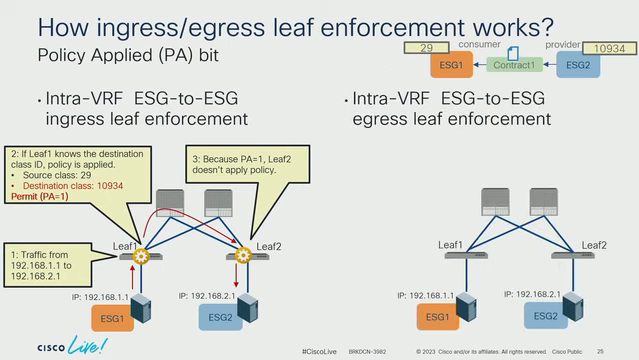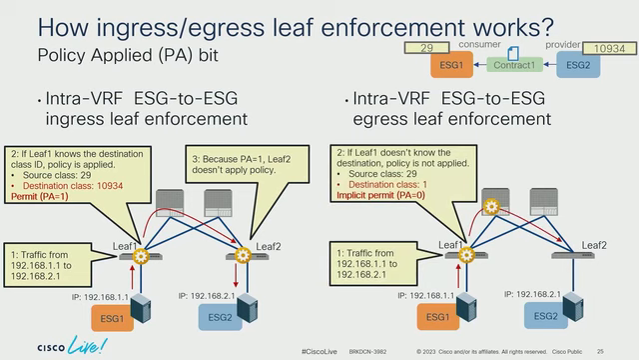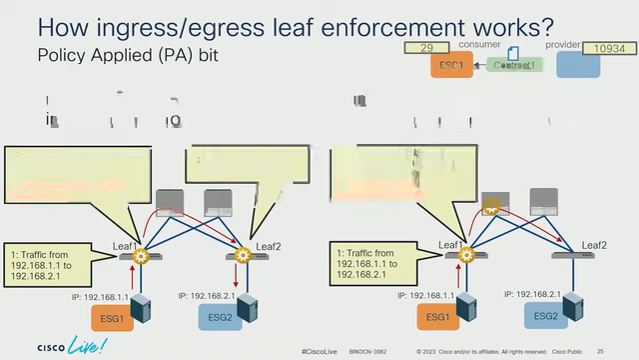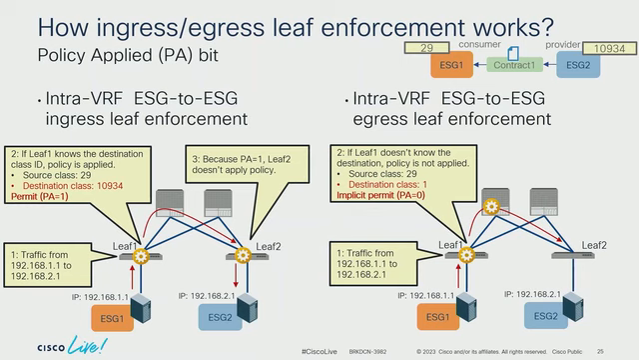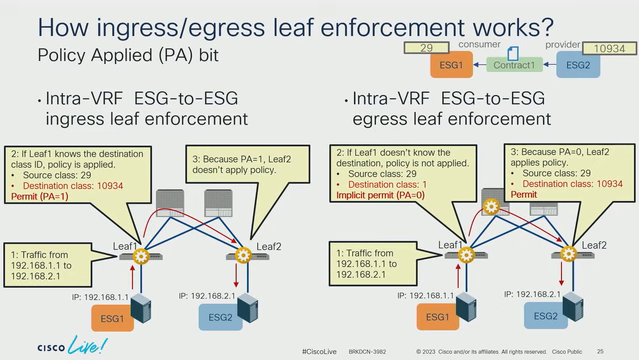In the case of egress leaf enforcement, let's say the ingress leaf doesn't know the destination class ID, then the ingress leaf needs to permit traffic. Policy applied bit is 0, so that the egress leaf needs to apply policy. In that case, it's an egress enforcement. So when you do troubleshooting, especially for PBR, you might need to check ingress and egress contract behavior, depending on endpoint learning status.